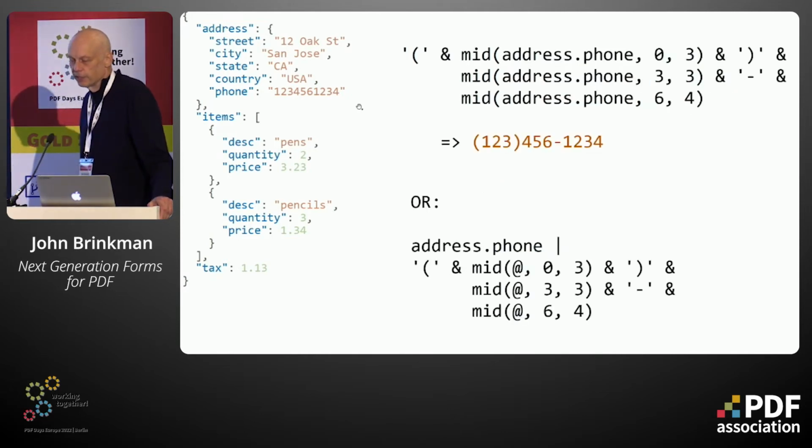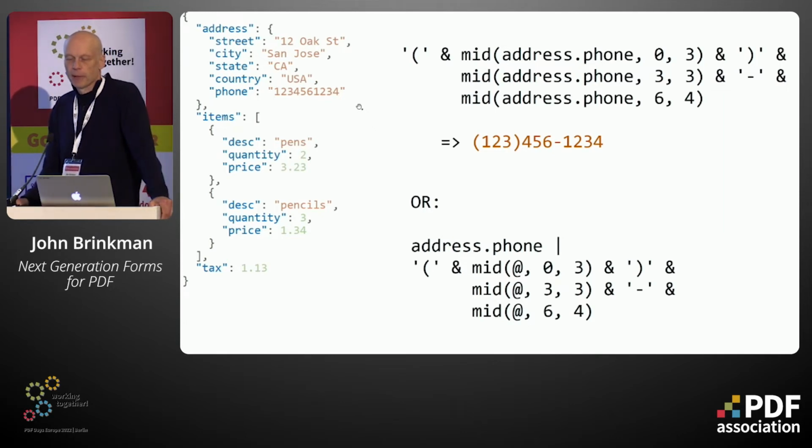In this case, I've taken an expression, I've reformatted a phone number into some kind of expected format. And you'll see in the top expression that address.phone kind of repeats itself throughout the expression. And JMESPath does something cool. It's got a pipe operator so that I can have that expression occur just once and then refer to it with the @ symbol in the subsequent downstream expression.